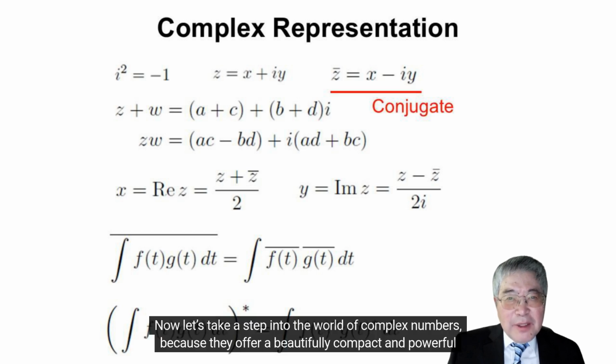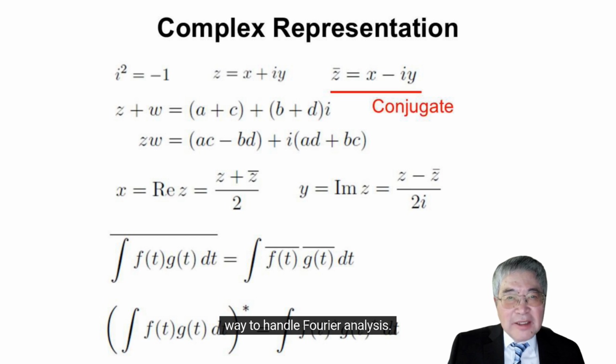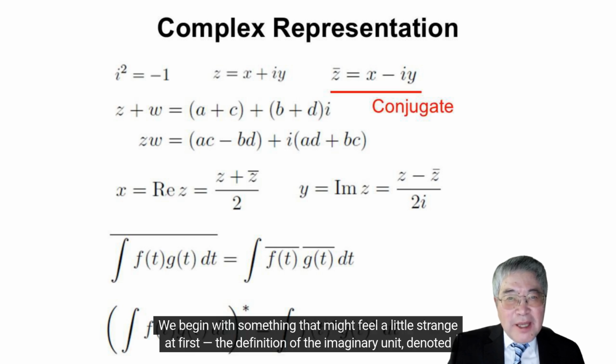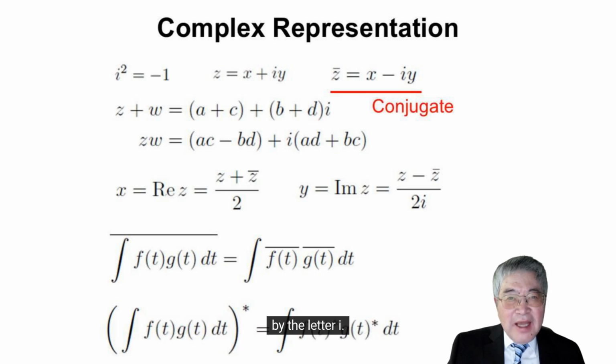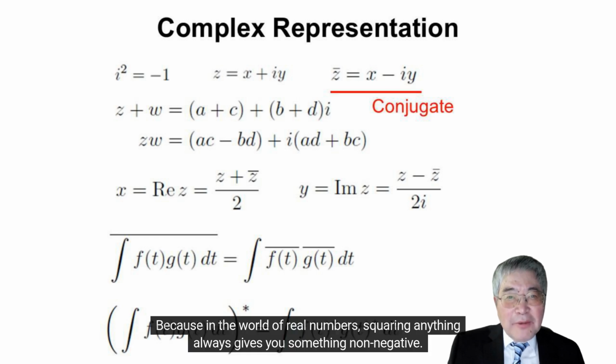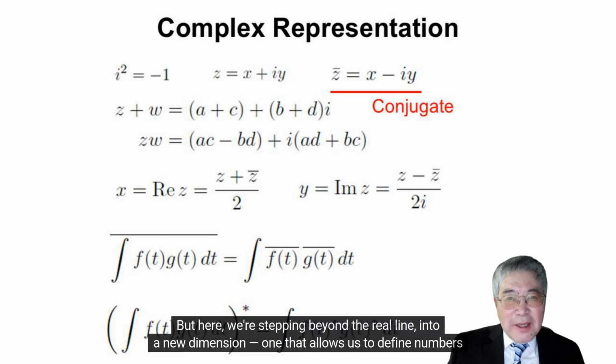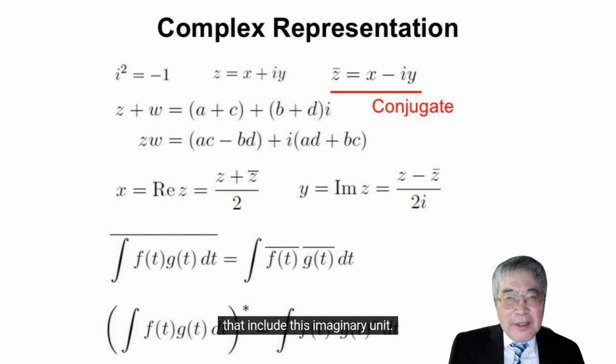Now let's take a step into the world of complex numbers because they offer a beautifully compact and powerful way to handle Fourier analysis. We begin with something that might feel a little strange at first, the definition of the imaginary unit denoted by the letter i. By definition, i squared equals -1. Now, this seems counterintuitive, right? Because in the world of real numbers, squaring anything always gives you something non-negative. But here, we're stepping beyond the real line into a new dimension, one that allows us to define numbers that include this imaginary unit, and that opens the door to complex numbers.